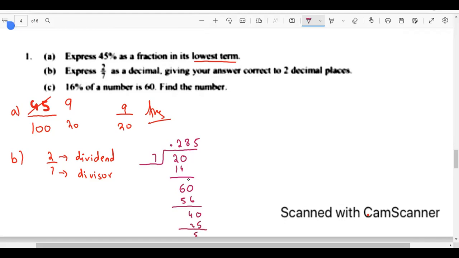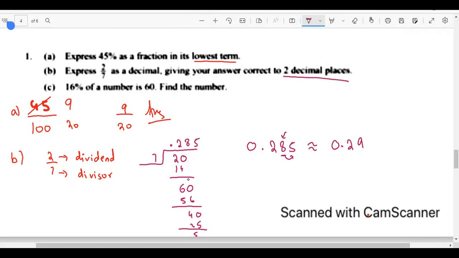Now I can see it is going on continuously, but I don't need that much. The question was correct to 2 decimal places only. I got 0.285, so I can convert it to 2 decimal places. This is the second decimal place. Since the third decimal place has a number equal to 5, I will add 1 to this one and it would become 0.29. So this is going to be the answer.